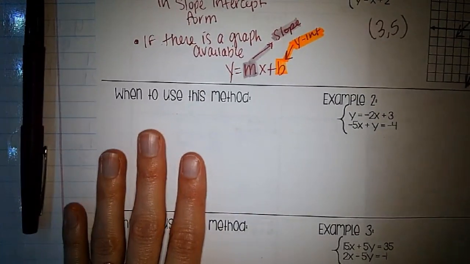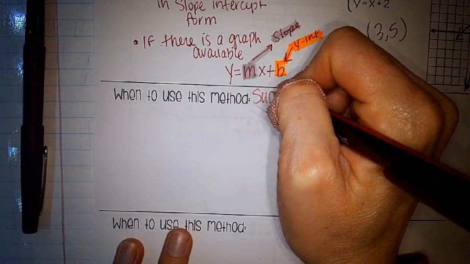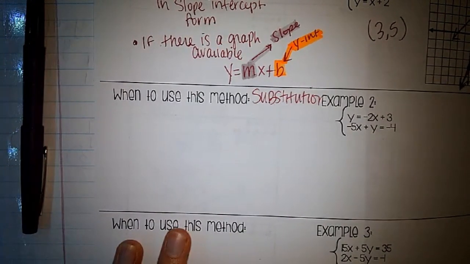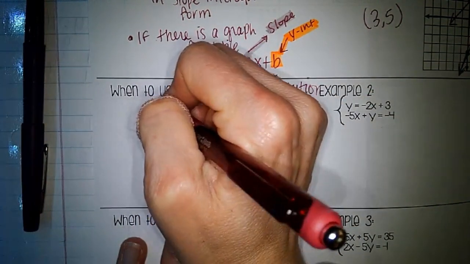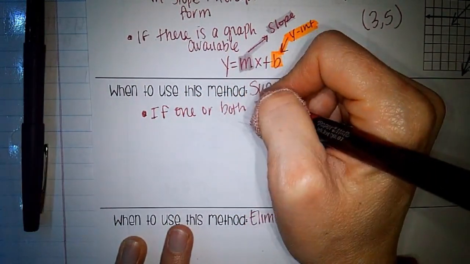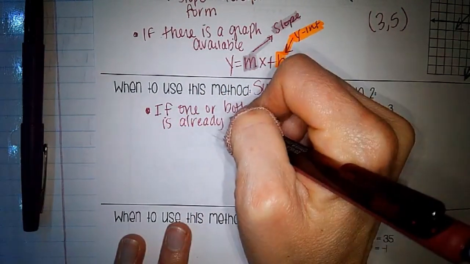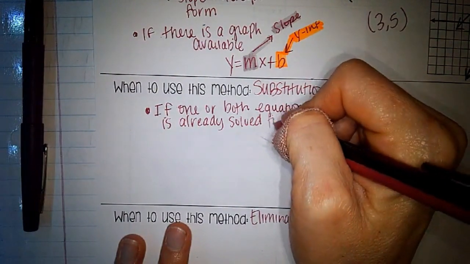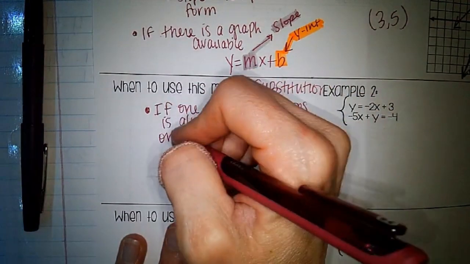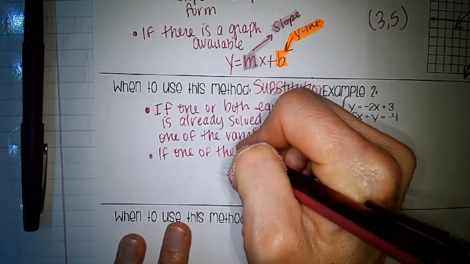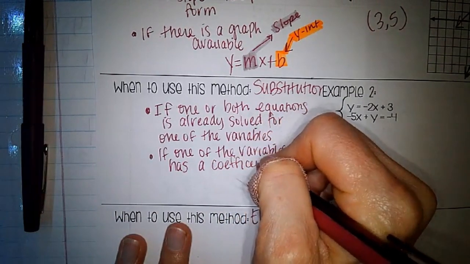Okay. When to use substitution. If one or both equations is already solved for one of the variables, if one of the variables has a coefficient of 1.